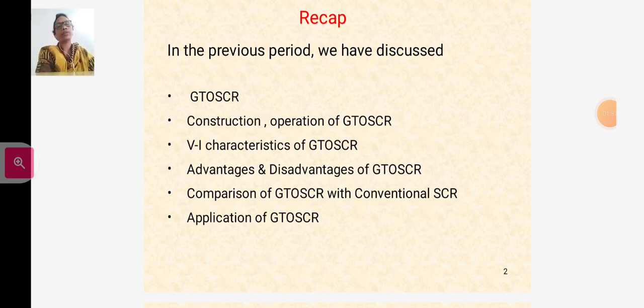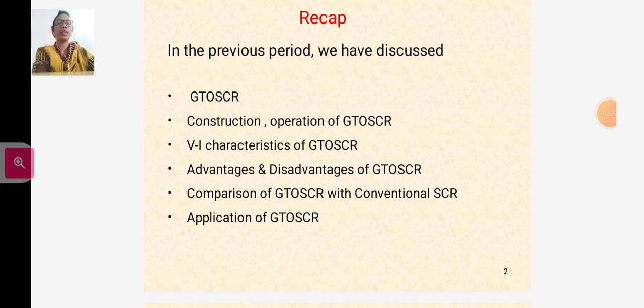These power electronics devices started in the 1950s. Earlier they used vacuum tubes. In place of vacuum tubes, they introduced semiconductor devices in the 1950s. After that, in the 1960s, they introduced BJT, bipolar junction transistors. In the 1970s, they introduced the MOSFET in place of BJT. In the 1980s, they introduced the SCR in place of MOSFET.